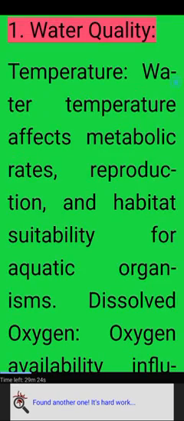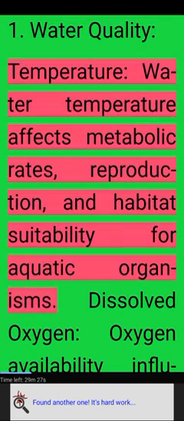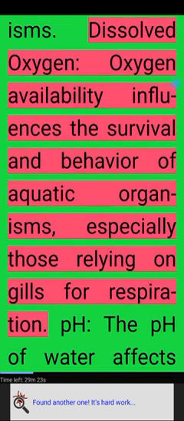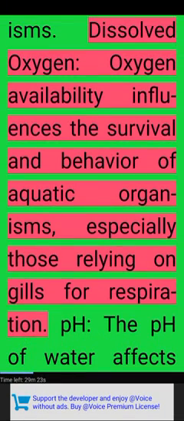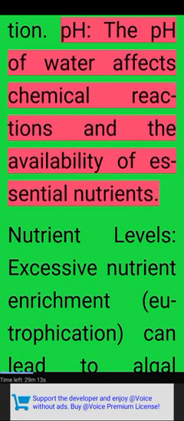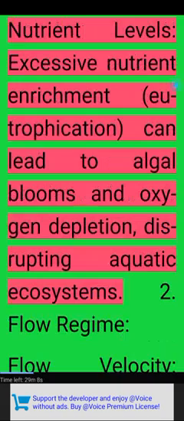1. Water quality. Temperature. Water temperature affects metabolic rates, reproduction, and habitat suitability for aquatic organisms. Dissolved oxygen. Oxygen availability influences the survival and behavior of aquatic organisms, especially those relying on gills for respiration. pH. The pH of water affects chemical reactions and the availability of essential nutrients. Nutrient levels. Excessive nutrient enrichment, eutrophication, can lead to algal blooms and oxygen depletion, disrupting aquatic ecosystems.